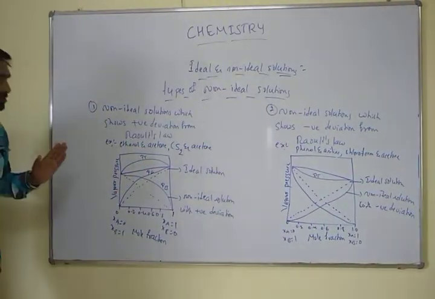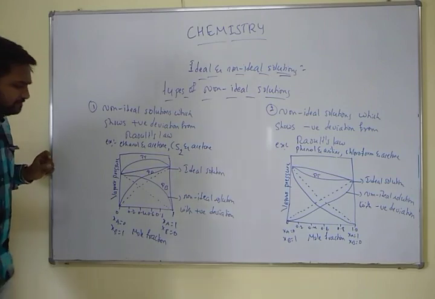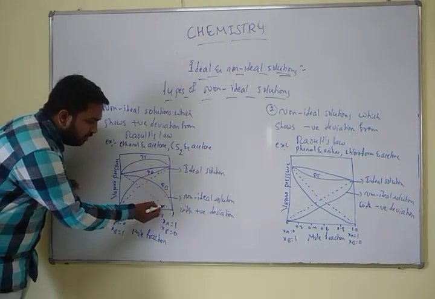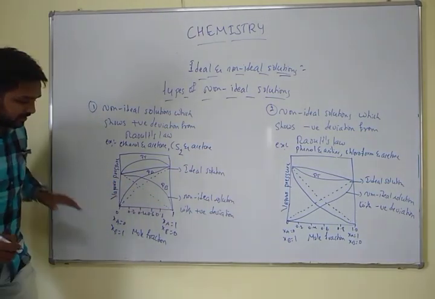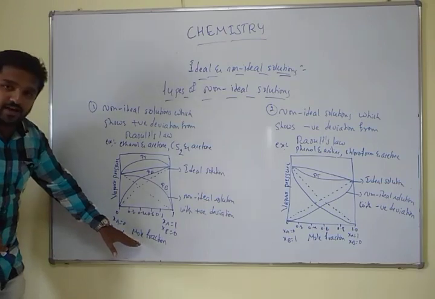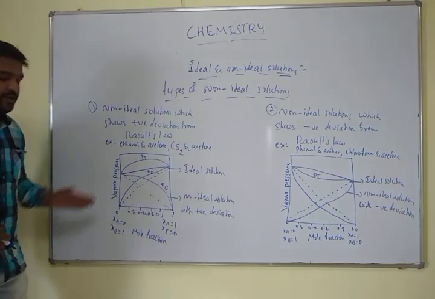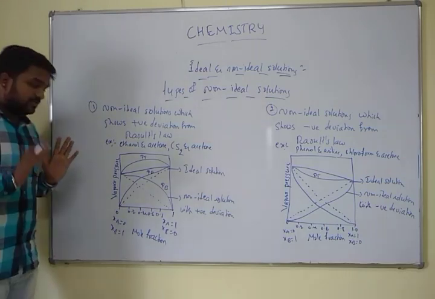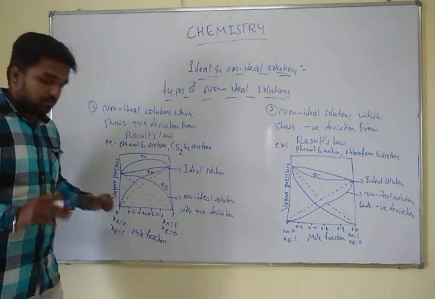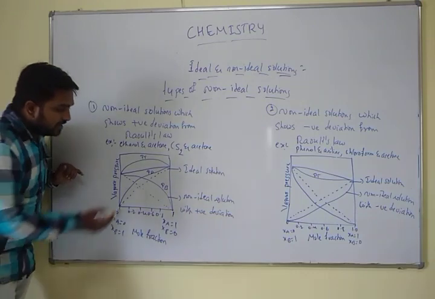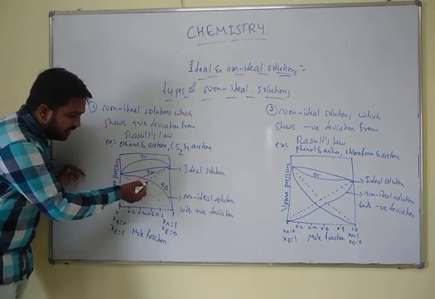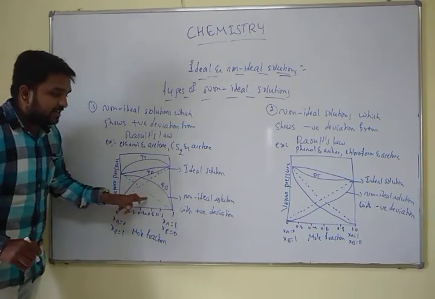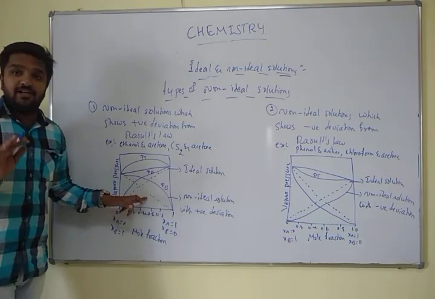Then, if we focus on the graph, in the x-axis initially we have taken mole fraction, and the y-axis we have taken the vapor pressure of the solution. Clear? It's not a separate component of the solution. One is mole fraction versus vapor pressure. See, if you observe these dotted lines, clear? That is the graph of the ideal solution.